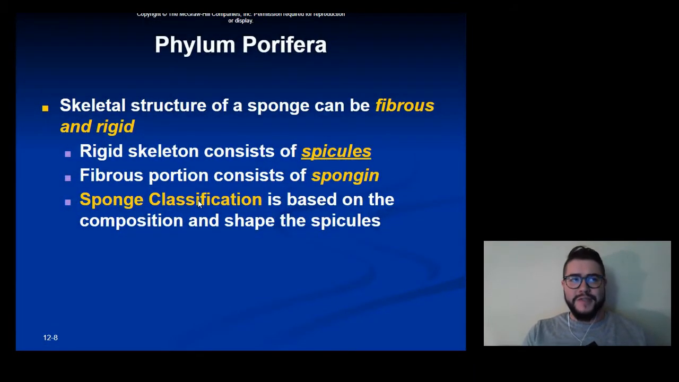Sponge obviously doesn't have any bones. Its body can either be fibrous, like a soft, squishy sponge, or rigid, like some of the calcium or glass sponges I'll show you. If it is more of a rigid skeleton, most of its body is spicules. And if it's more of a fiber skeleton, most of its body is spongin. And sponge classification is usually based on the composition and the shape of spicules.